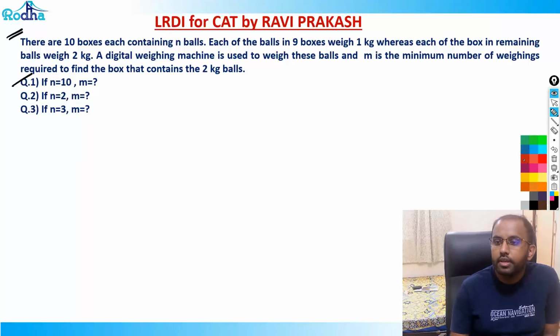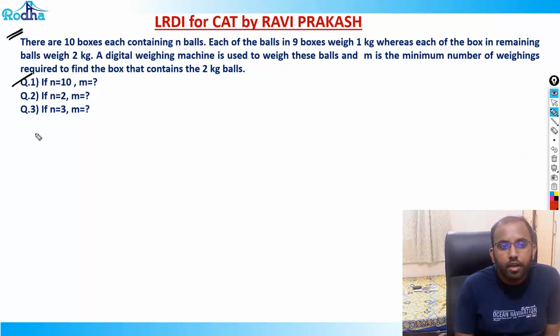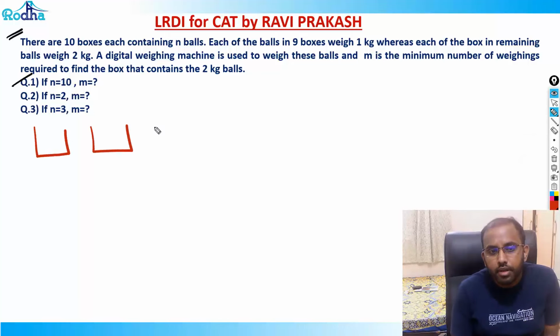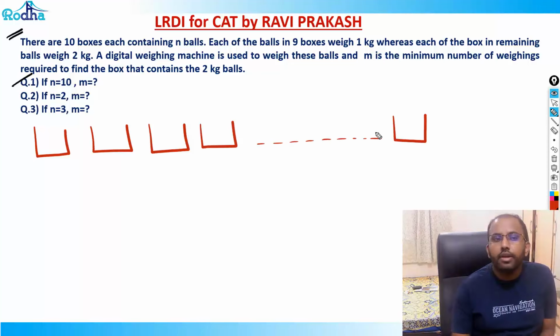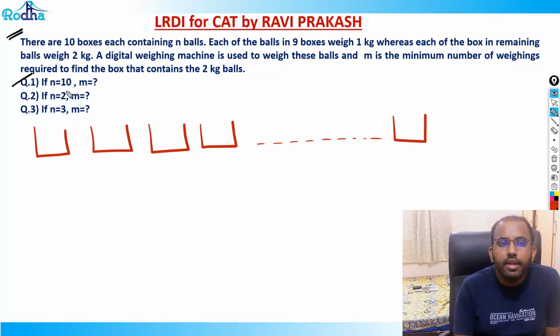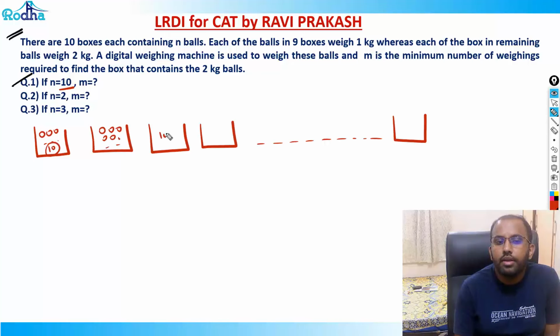Now let's see, this is an interesting question. Let's say there are 10 boxes here. n is 10 means that in each box there are 10 balls. 1, 2, 3, like that, there are 10 balls in each box.